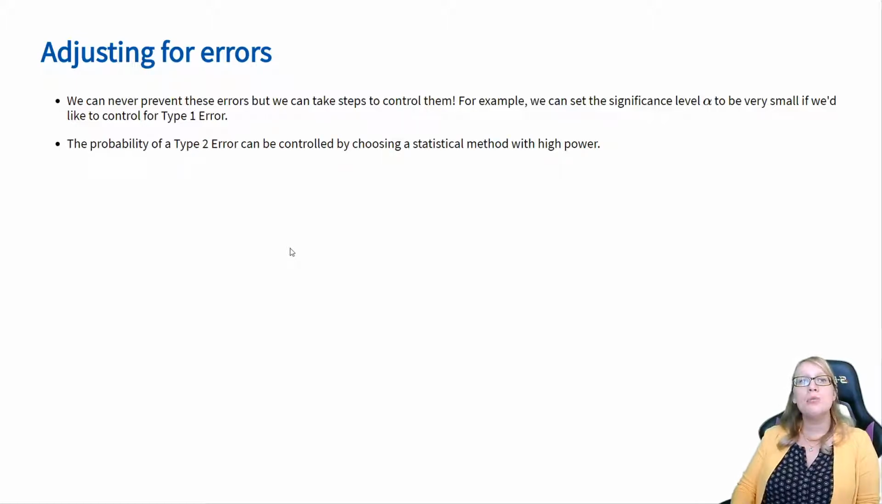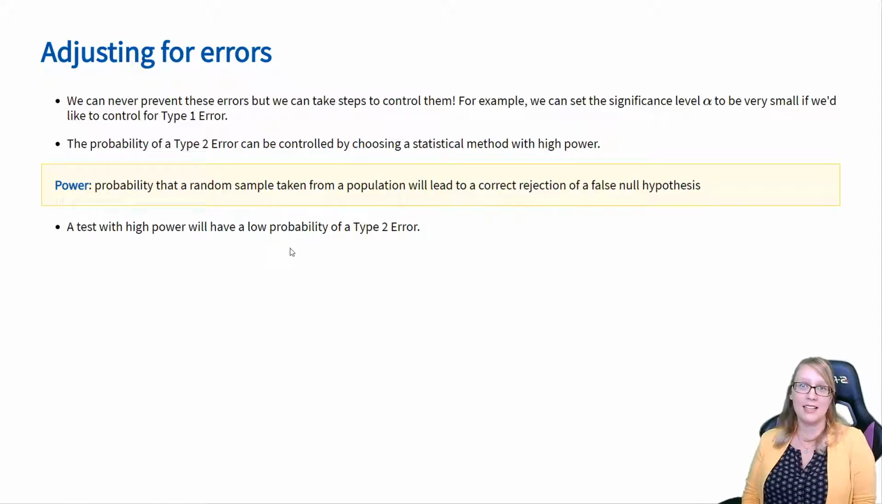In order to minimize the probability of a type 2 error, we do this with a couple different techniques. The most common one is to choose a test with what's called high statistical power. The higher the power, the more likely it is that the test will lead to a correct decision. It's the probability that a random sample taken from a population will lead to a correct rejection if the null is truly false. So the higher the power is, the lower the probability of a type 2 error.